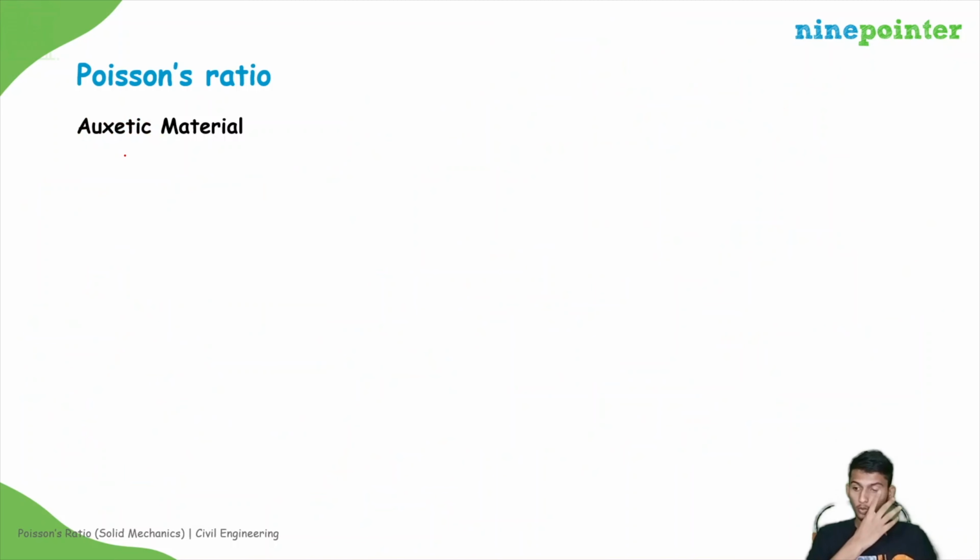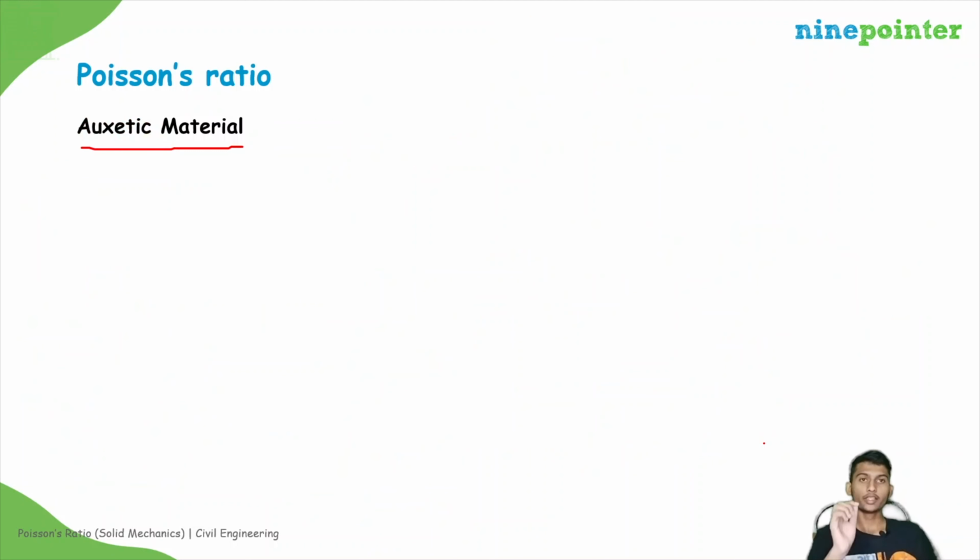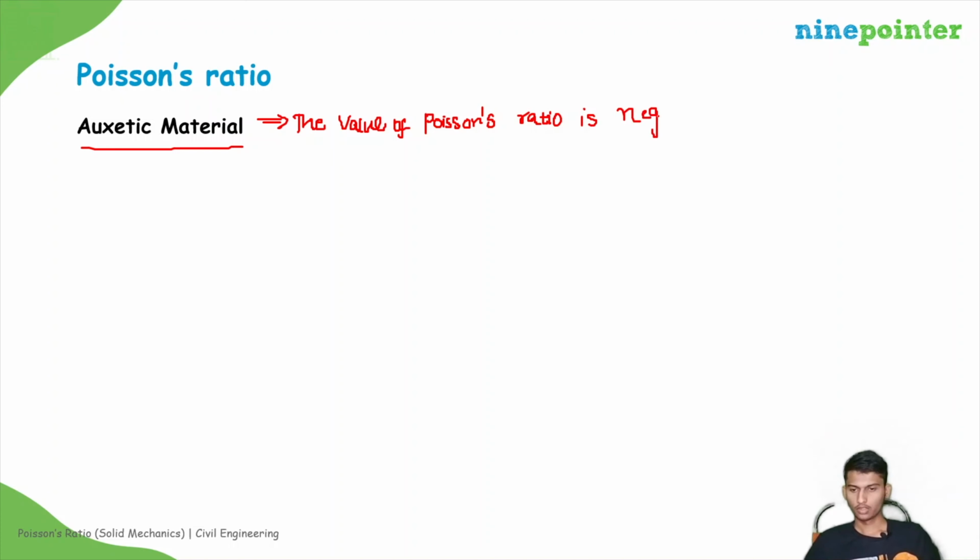Before moving ahead, we need to know about one particular type of materials. Those are known as oxidic materials. See, we generally said that Poisson's ratio is positive, right? So the value is positive. But actually, there are also materials for which the value of Poisson's ratio is negative. How? See, what is the formula of Poisson's ratio?